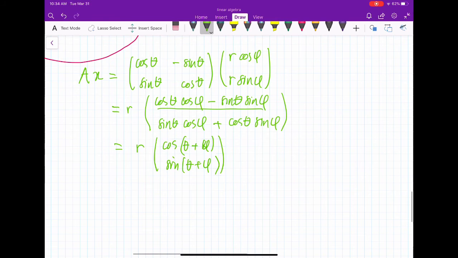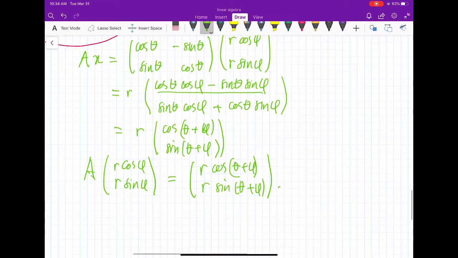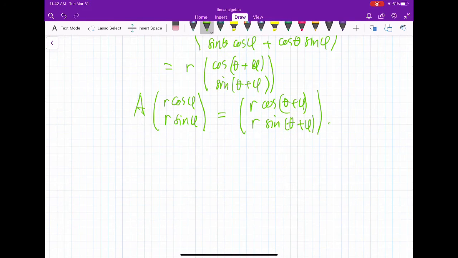So basically, you just change (r cosine phi, r sine phi) to (r cosine of theta plus phi, r sine of theta plus phi). So that is rotation. Orthogonal projection. That's what we learned in the chapter on inner product spaces. It also can be considered as a linear transformation.